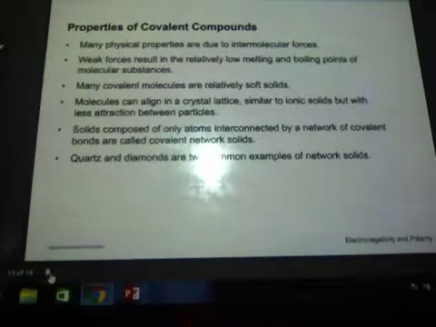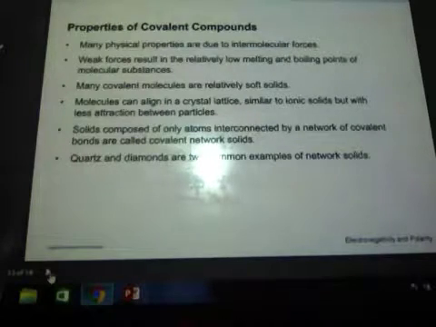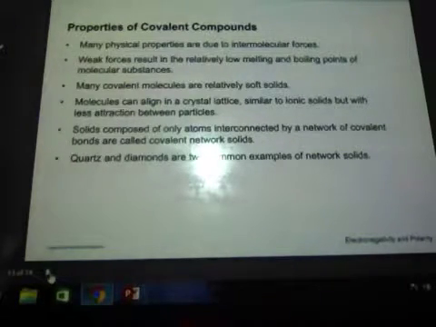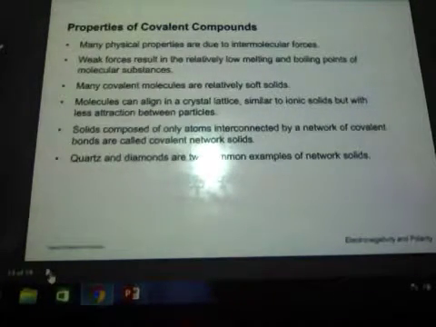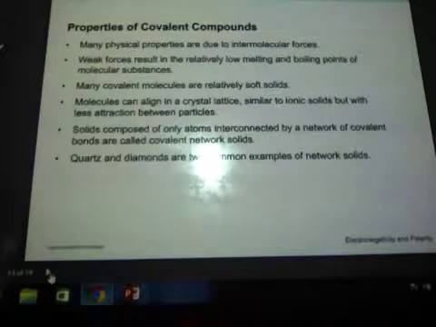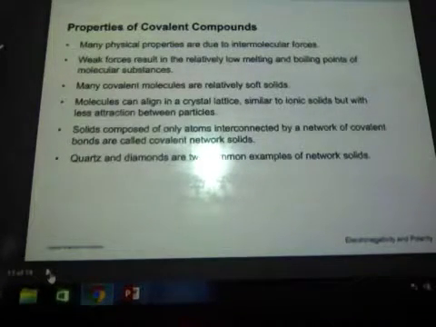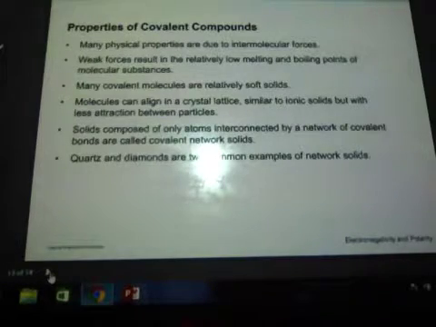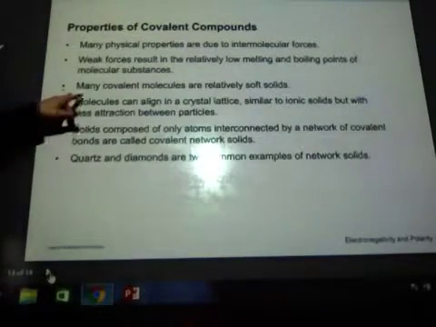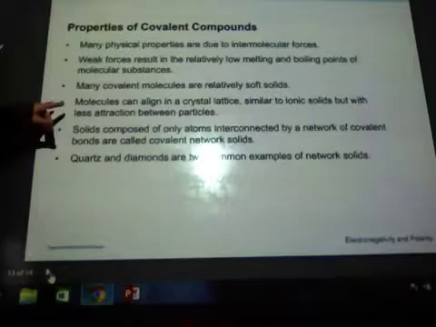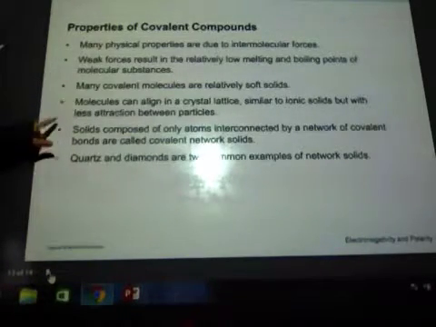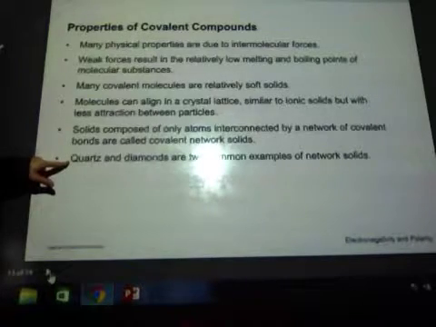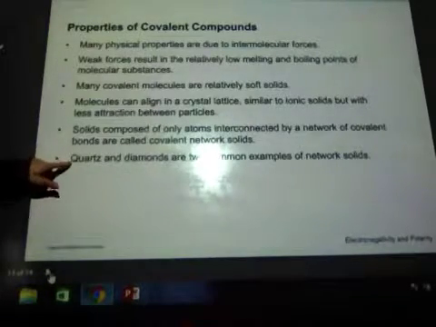When we were looking at ionic compounds, most of them are salts. They're crystals. They're hard. Well, covalent compounds, a lot of them are soft solids. Not all of them, because a diamond is actually a covalent compound, but most of them are relatively soft. Molecules can form a crystal or a crystal lattice, and that's what diamonds do. That's what makes them different.